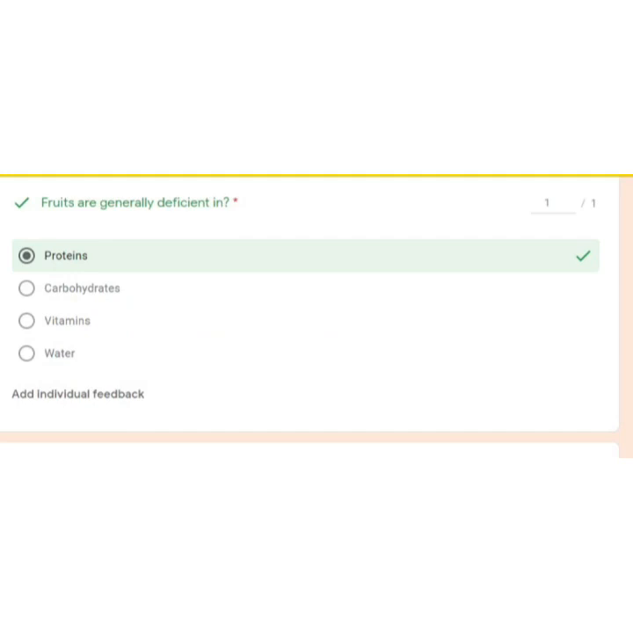The next question is asking, fruits are generally deficient in. Fruits contain a lot of starch and a lot of sugar, which is a form of carbohydrate. So, carbohydrate is not the right answer. It is a storehouse of vitamins. So, vitamins is also not the answer. Fruits are abundant in water, and some fruits tend to have 99% of water. So, the answer is proteins.